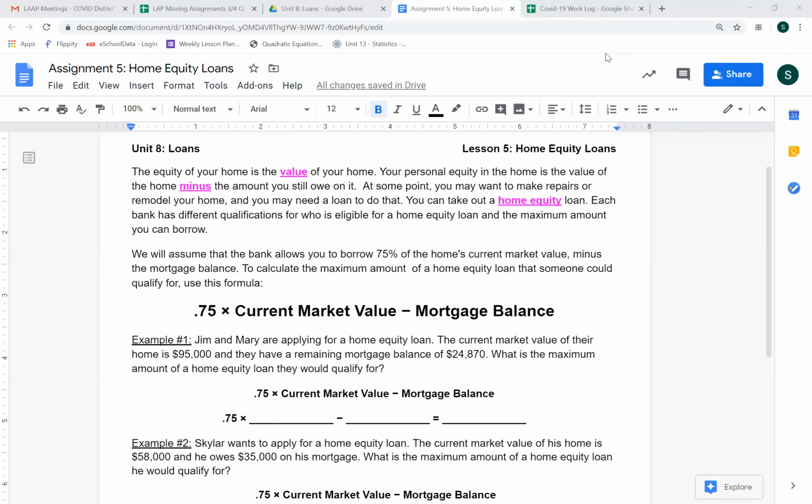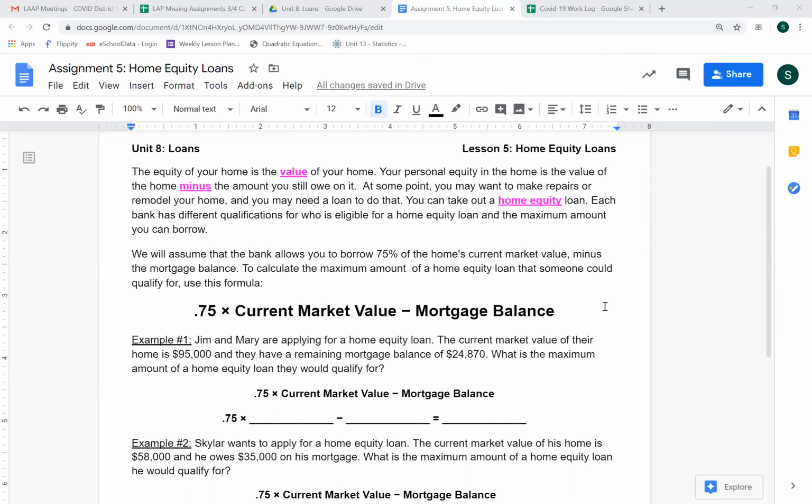Welcome to Unit 8, Lesson 5. This is our last lesson in the loans unit, and we're going to focus on home equity loans. The goal for today is to understand how to calculate the maximum qualifying amount that someone can take out for a home equity loan.